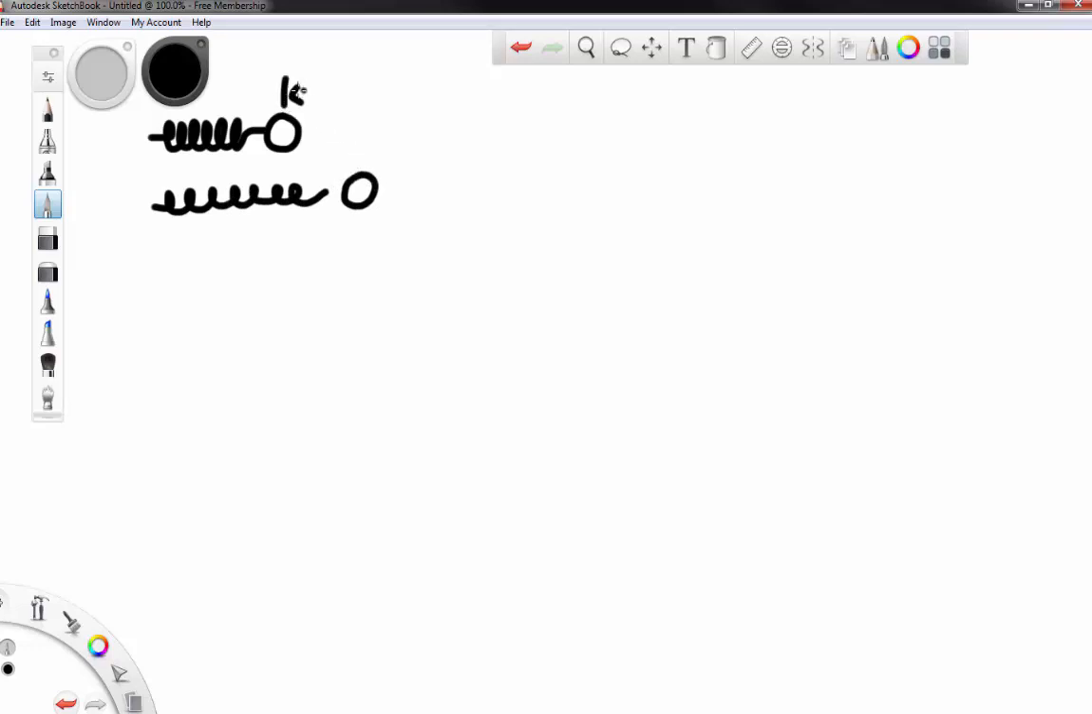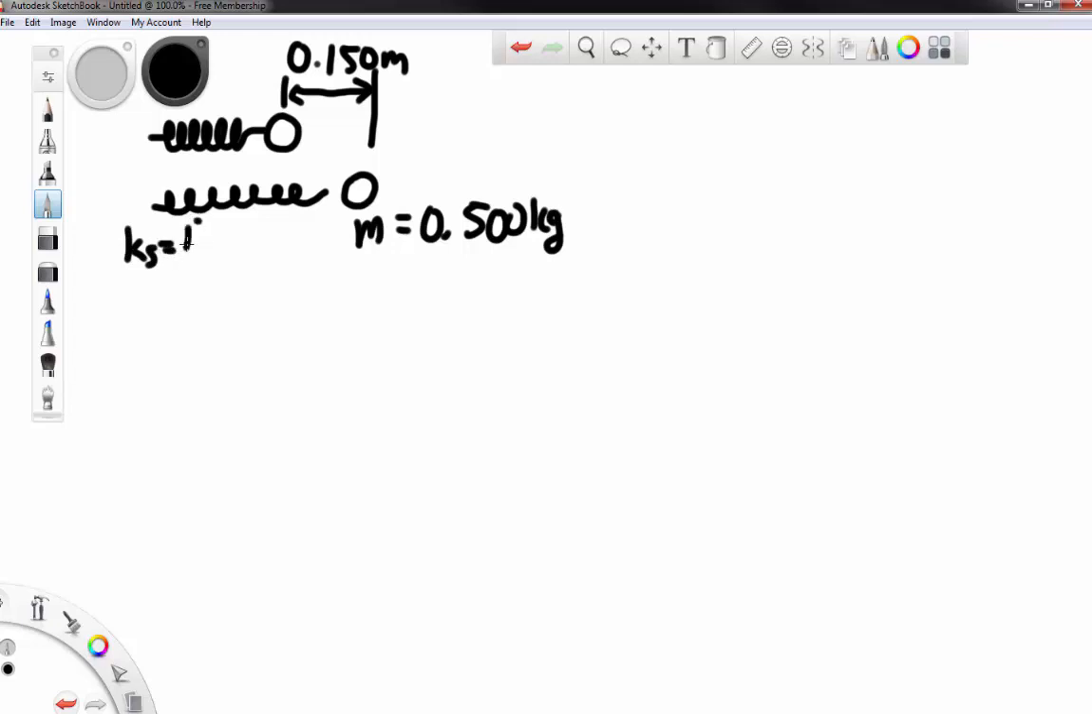And in so doing, the spring has to basically uncoil, and the spring is going to uncoil by 0.50 meters. By uncoil, I basically mean stretch. And the pinball itself has a mass of 0.5 kilograms, and the spring had a spring constant of 100 newtons per meter.